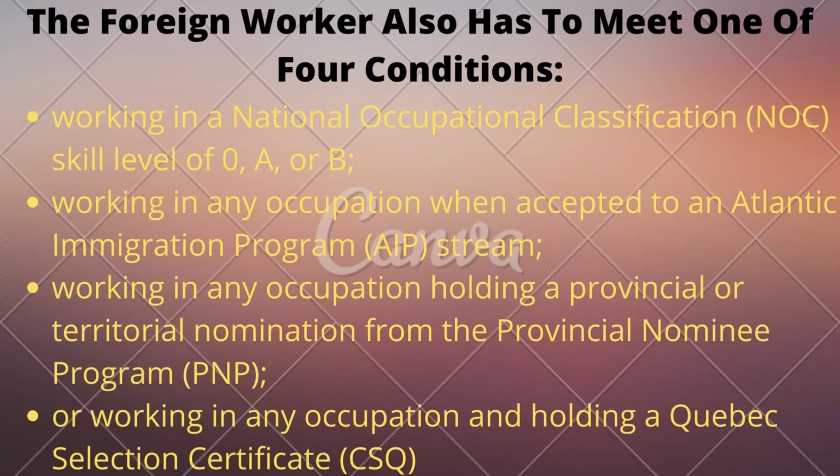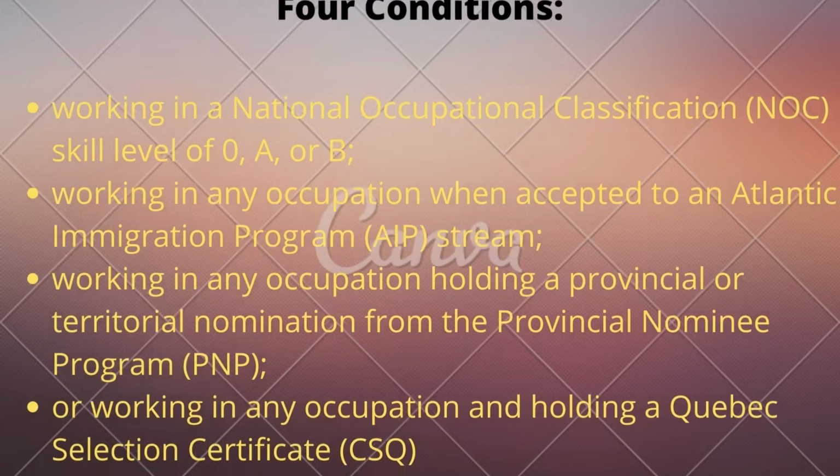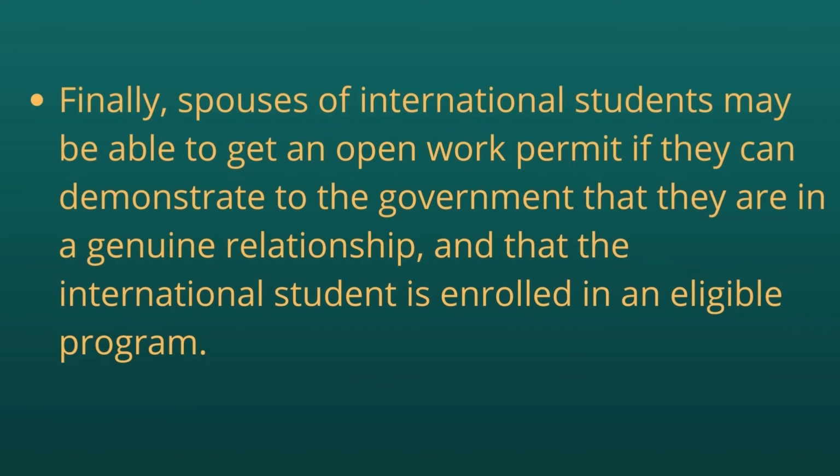The foreign worker also has to meet one of the 4 conditions, guys. So you must be working in a National Occupational Classification code either in 0, A or B, and there are some more criteria. You must meet one of them, guys, not all. And finally, spouses of international students may be able to get an open work permit if they can demonstrate to the government that they are in a genuine relationship and that the international student is enrolled in an eligible program at a designated learning institution.